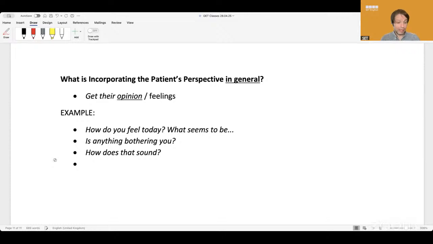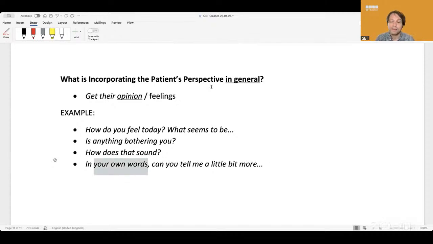This is one I really like. In your own words. Okay. Can you tell me a little bit more? That's a good one. Because what is your own words? What is that? It's perspective, right? That's a very idiomatic way to say, give me your perspective.